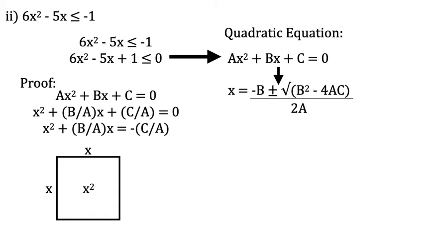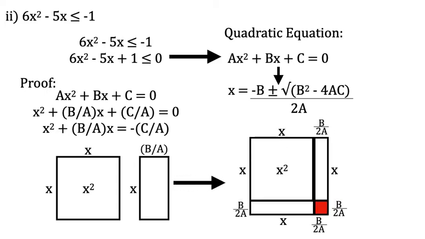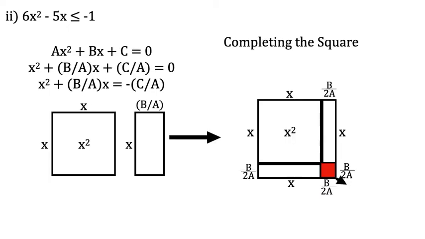Using this idea, we can see that the next term, b over a times x, would be the same as the length b over a times the height of x. If we were to divide the b over a in half, we could put 1/2 on the side of the x squared and the other half on the bottom of the x squared. This would leave us with a small square patch in the corner, whose dimensions would be b over 2a times b over 2a. b over 2a times b over 2a would give us b squared over 4a squared.